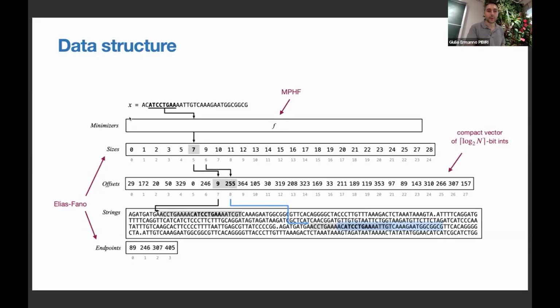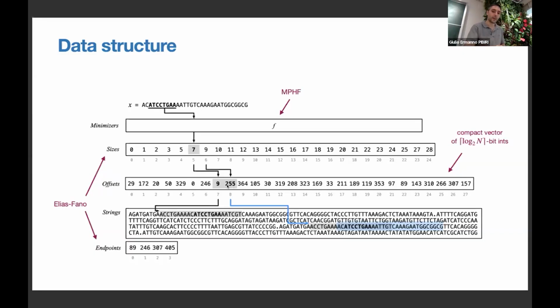And so in this picture, we also have the flow of query for this particular k-mer. Again, we compute its minimizer, so this highlighted sequence in bold. We look for the minimizer in the minimal perfect hash function. This function gives us identifier 5. So we look at position 5 in this sizes array, which points us here. And so these are the 2 offsets that I have to consider.